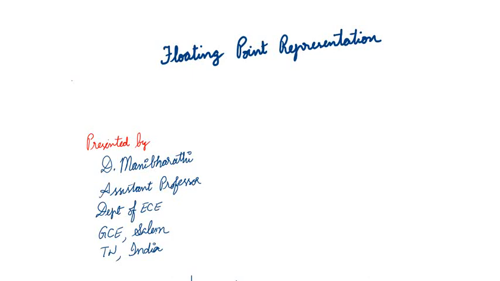In this class, we are going to see about binary floating point representation. We can represent a binary number using two representations. The first is single precision floating point representation, another is double precision floating point representation. We will see the theory behind it and we will solve a few problems related to it. Welcome to the lecture.